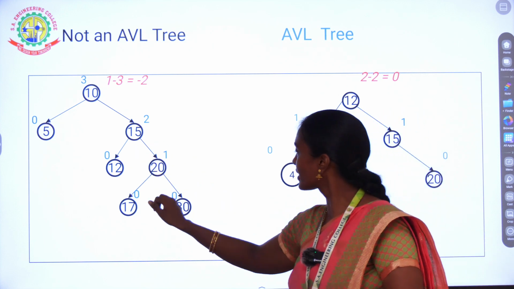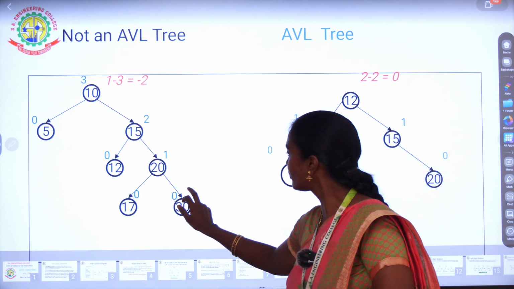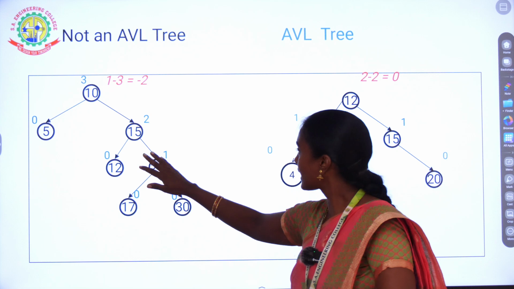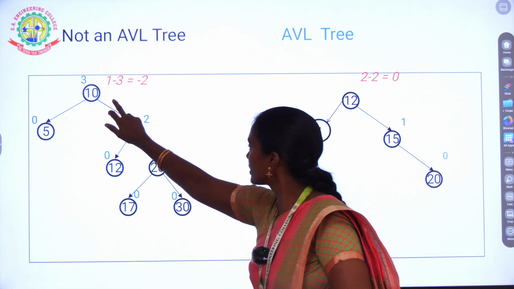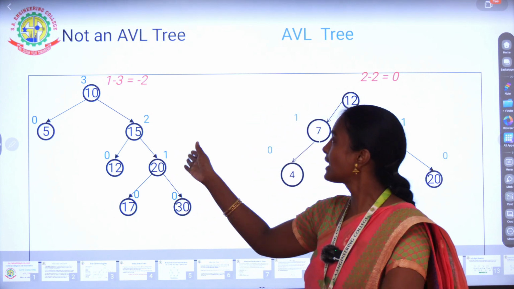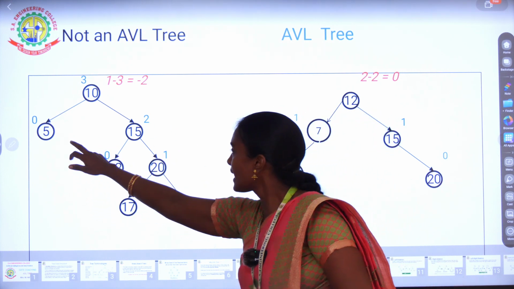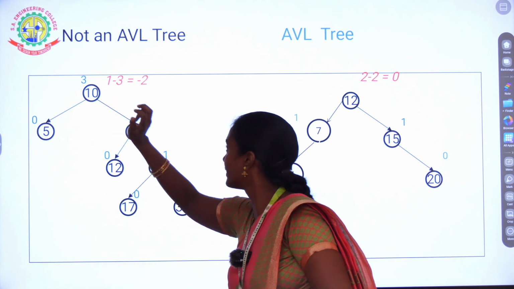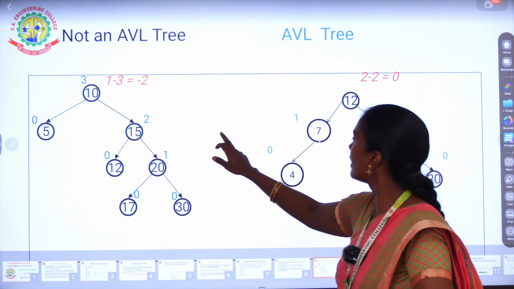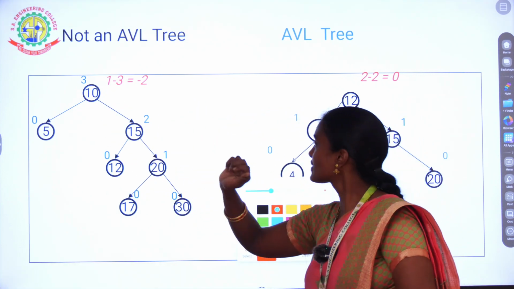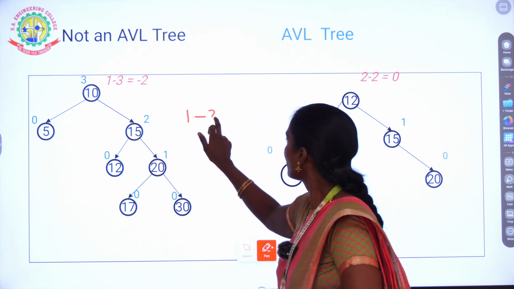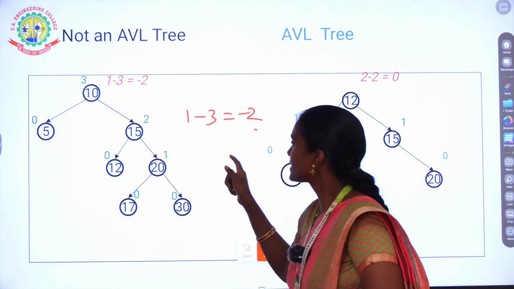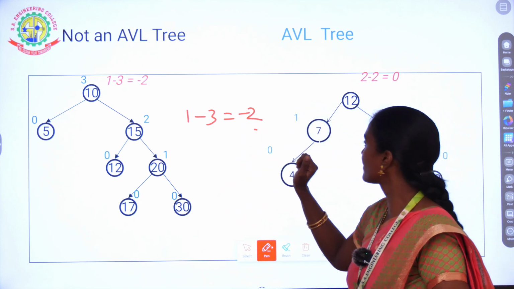Likewise, here we have to check the balancing factor, sorry, the height of the tree. The right subtree of the root node has heights 0, 1, 2, 3. This is the height of the right subtree. Likewise, we go for the left subtree. The height of the left subtree is 0, 1, so it is 1. The height of the right subtree is 3. So 1 minus 3, we got minus 2, which is not satisfying the condition of the balancing factor.